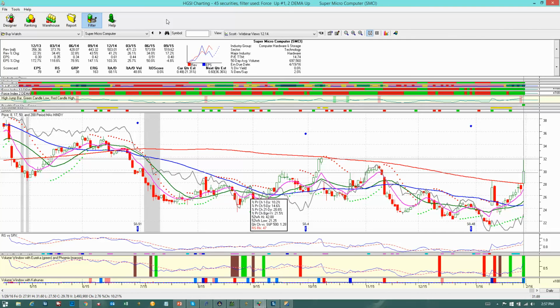Supermicro, mainframe maker, broke above the 200, which I like to see. Had a kahuna on Friday, viable gap up. Earnings are slowing until the following quarter, does not pay a dividend.